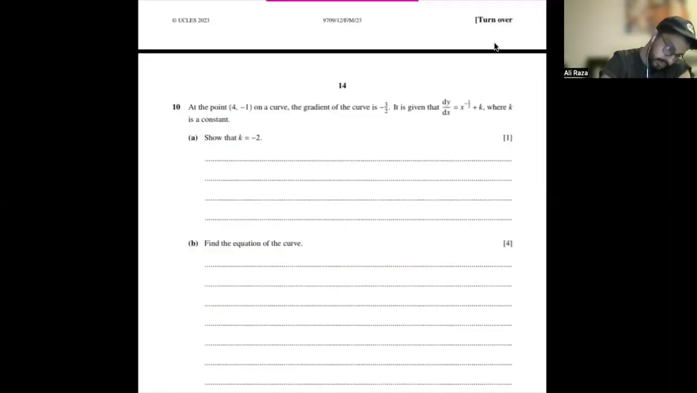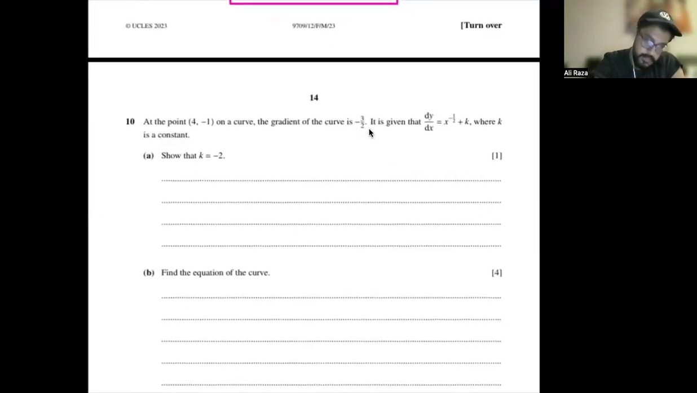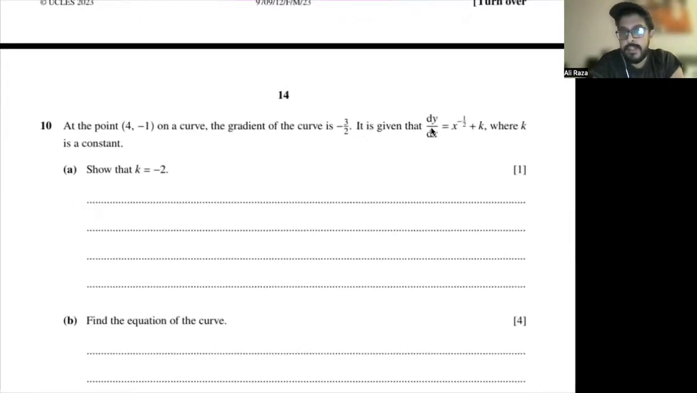Okay, let's continue with question 10. We're given that at the point (4, -1) on a curve, the gradient of the curve is minus 3 over 2. We're given that dy/dx is equal to x power minus half plus k, where k is a constant. We need to show that the value for k is equal to minus 2.